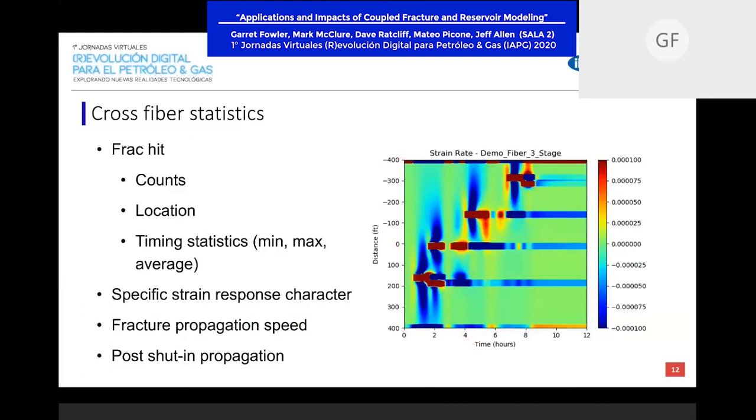And so from this data set, we look at not only when a fracture hit occurred, but how many fractures are crossing per stage, what's the location, is there a heel bias or toe bias, what is the propagation rate, so we know when we began pumping and we have the measurement time. So what's the minimum crossing time of a fracture, maximum, what's the average crossing time. We can even see things like fractures reopening or post shut-in propagation. And so we're going to use all of that from the data set to tune our numerical model.